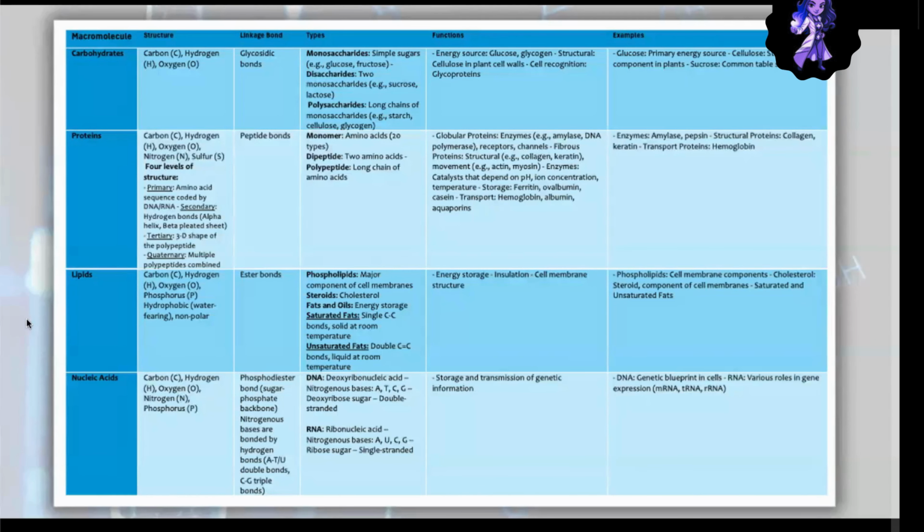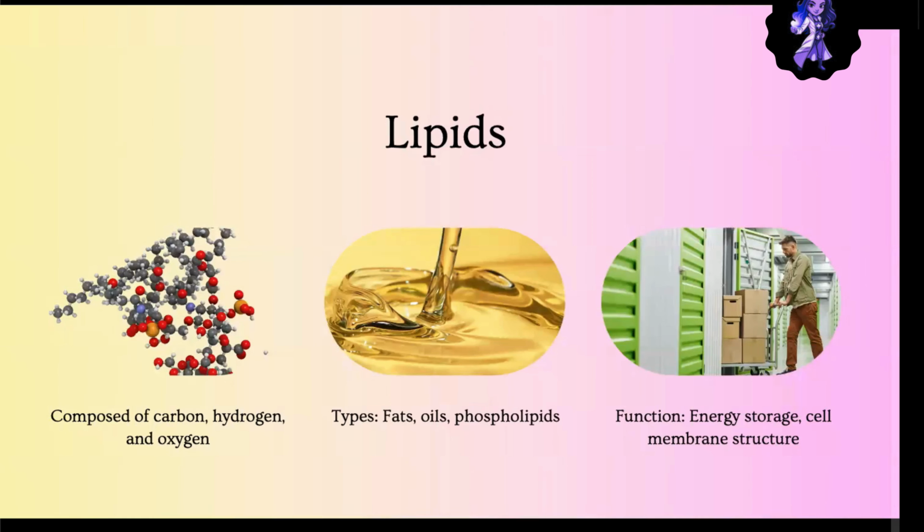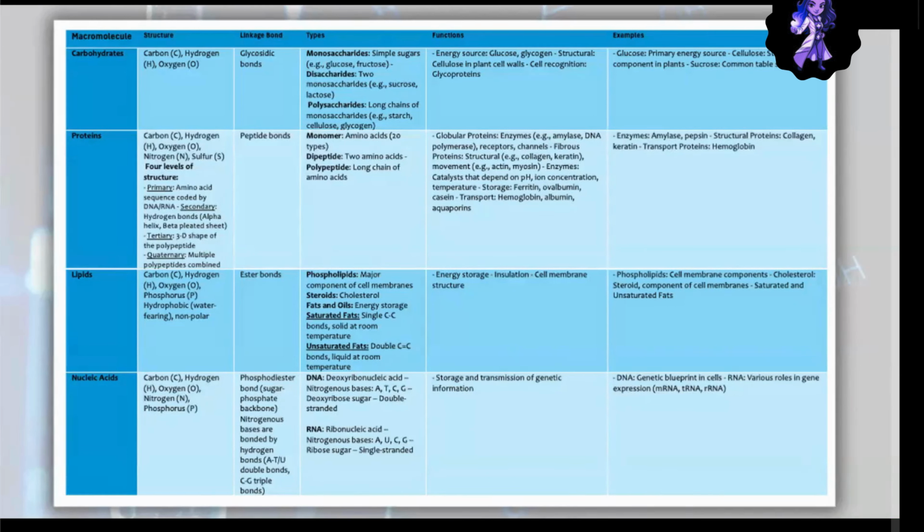Now let's talk about lipids, which are often composed of carbon, hydrogen, and oxygen, and sometimes phosphorus. They're composed of fats, oils, and phospholipids, and they commonly function in energy storage, cell membranes, and structure. In the picture seen here, lipids are the third row on the right. When we're talking about lipids, we're talking about ester bonds. I want to point out the difference between saturated and unsaturated fats, which are a type of lipid.